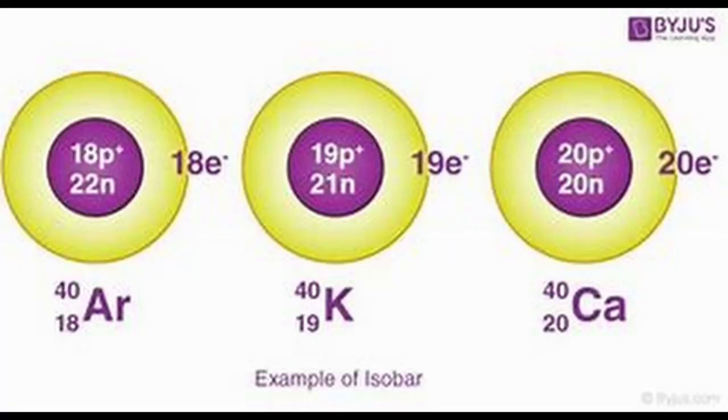Isobars are atoms with the same mass number but different atomic numbers. For example, the atomic number of carbon is 6 and for nitrogen it is 7, but nitrogen and one isotope of carbon have the mass number 14.